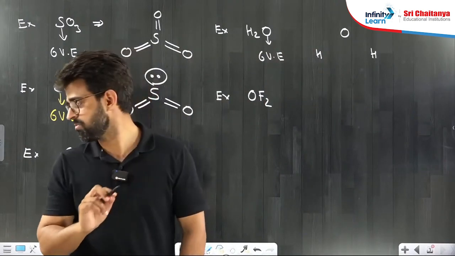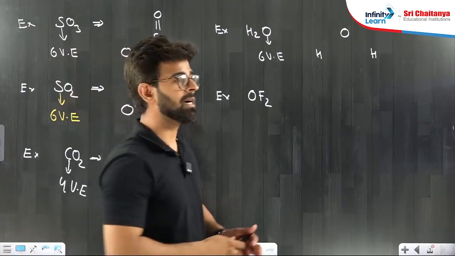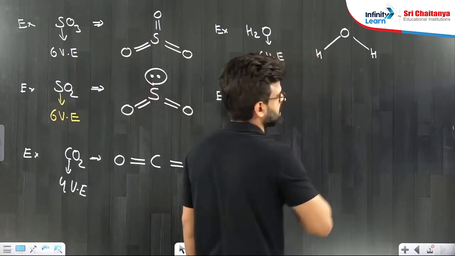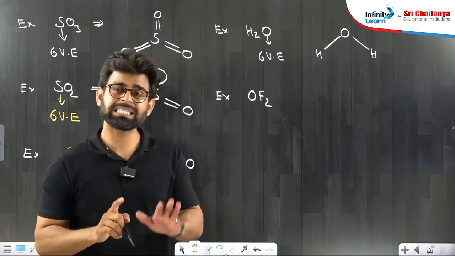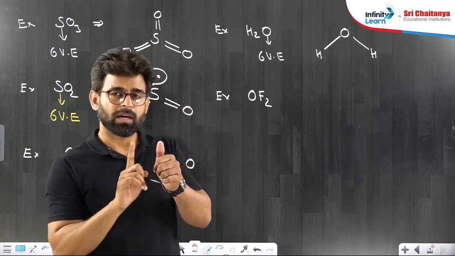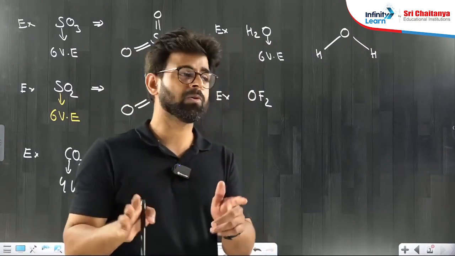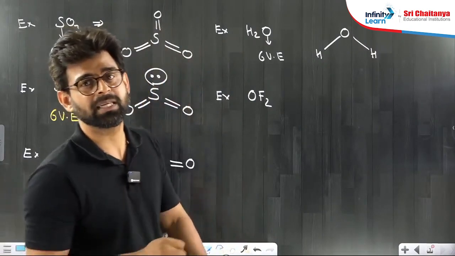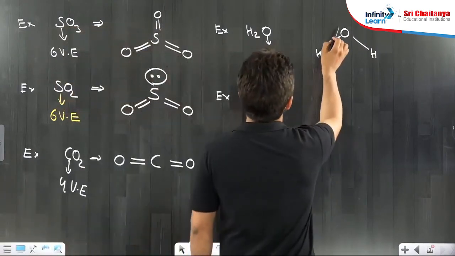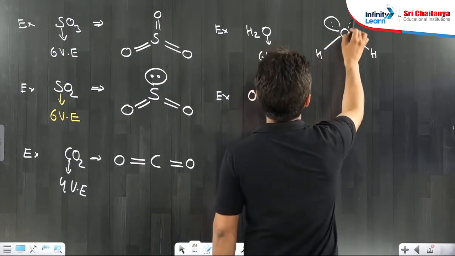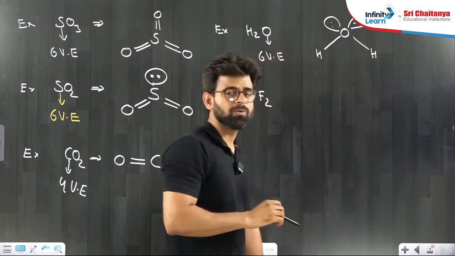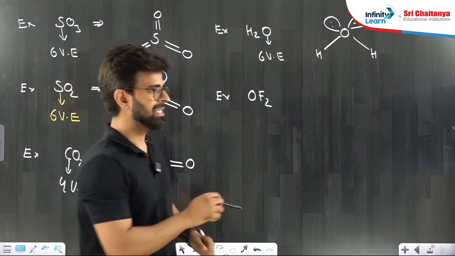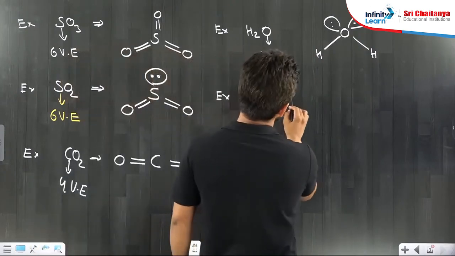One bond. Hydrogen makes one bond, right? So hydrogen is making a single bond. Out of 6 valence electrons, 2 are used in making bonds. How many remaining? Remaining are 4 only. So these 4 will be used as lone pairs. Getting my point? Sure.